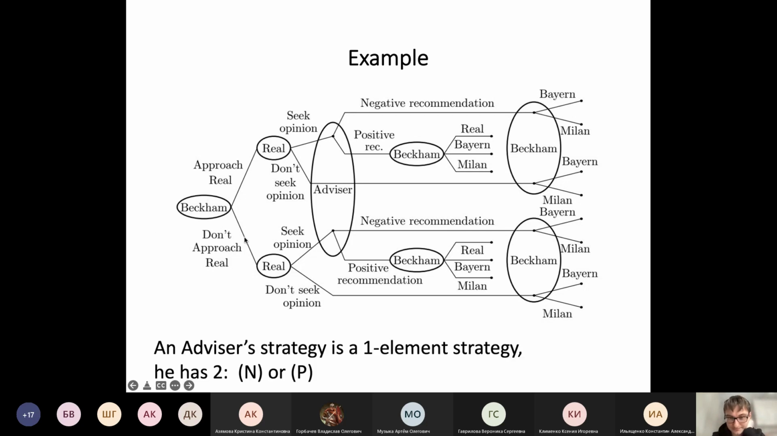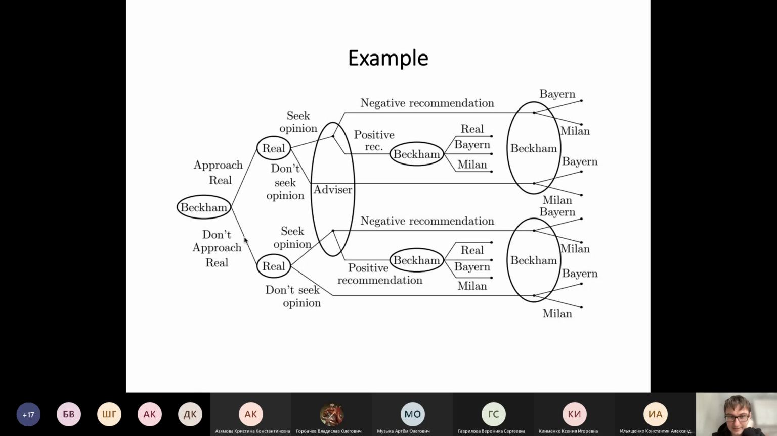So let's count information sets and strategies. How many strategies do they have? So what about Beckham? How many information sets does Beckham have? What do you think? How many information sets does Beckham have? I guess 3. Why 3? So look, the first here, second here.